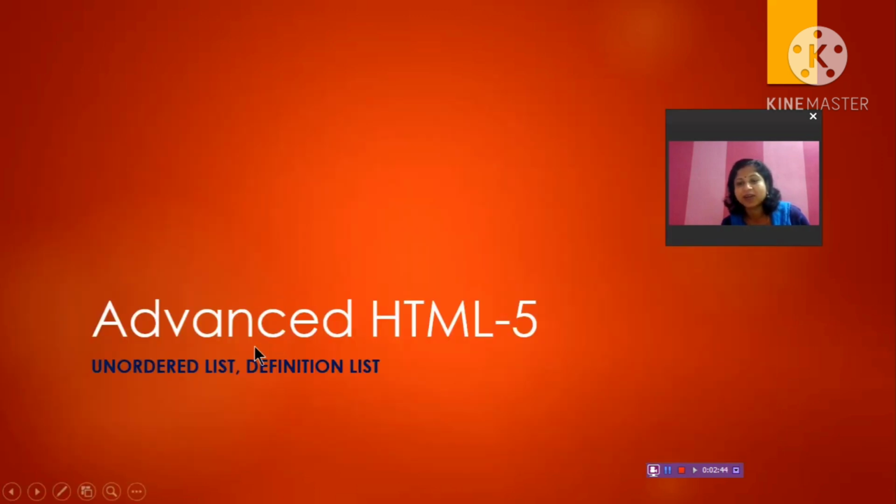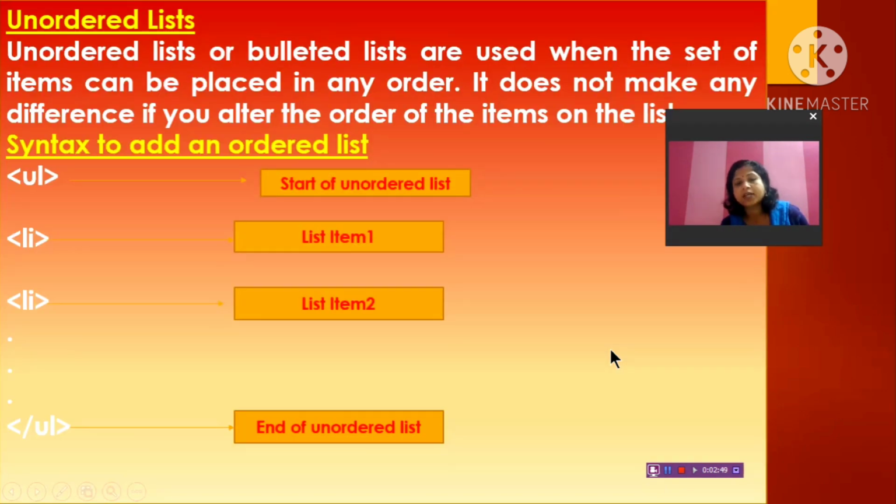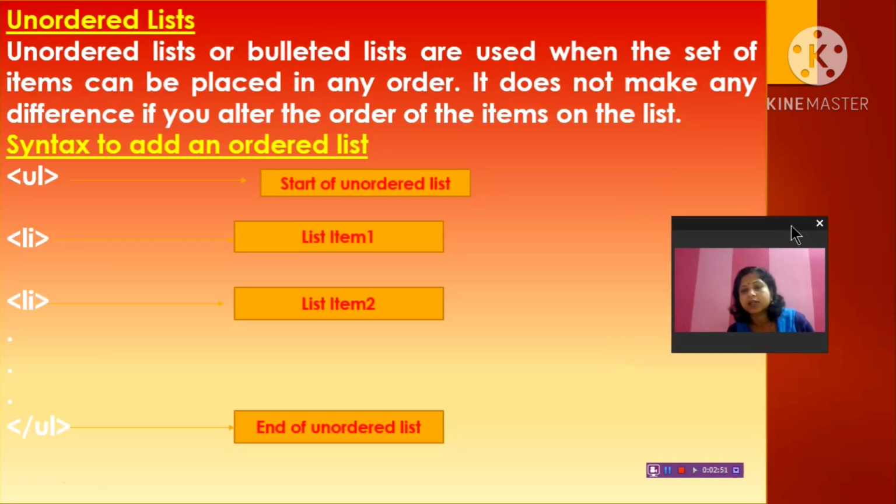Okay. So we are reading about advanced HTML5. In the previous class we read about the ordered list, and today we'll read about two other lists: the unordered list and the definition list. What is an unordered list? An ordered list always follows a sequence. You cannot alter the list items. But unordered lists are bulleted lists, and ordered lists are simply number lists.